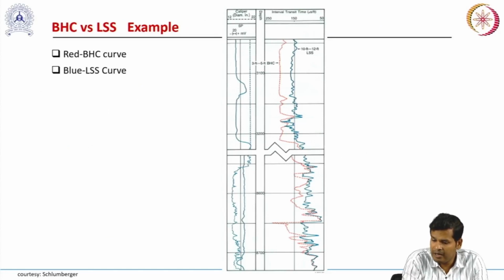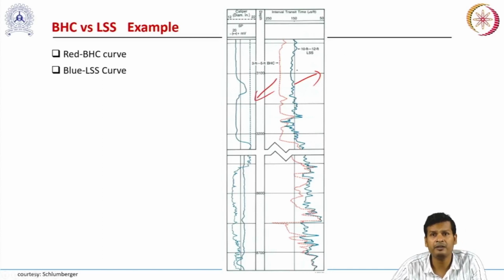So this is an example. You can see here, this is the record of long space sonic logging tool. This is the record of our borehole compensated sonic logging tool, and you can see they could differ because the formation properties have been altered in the near wellbore region, and since the depth of investigation for BHC is very low, they are highly affected by our near or altered zone effect.